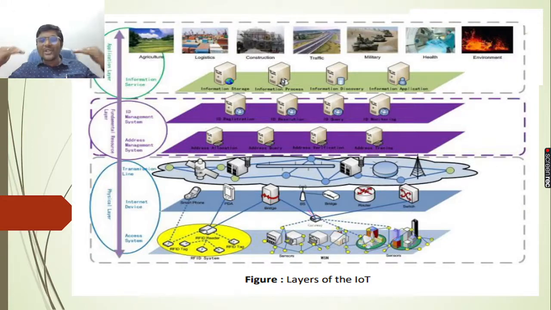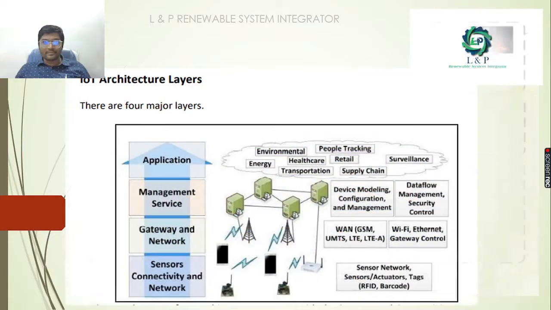If you look into the layers of IoT, in the physical layer we have an access system, internet devices, and transmission devices. In the fundamental resource layer, we have an ID management system and an address management system. In the application layer, we have an information system and applications. We can use it for agriculture, logistics, construction, traffic, military, healthcare, and environment.